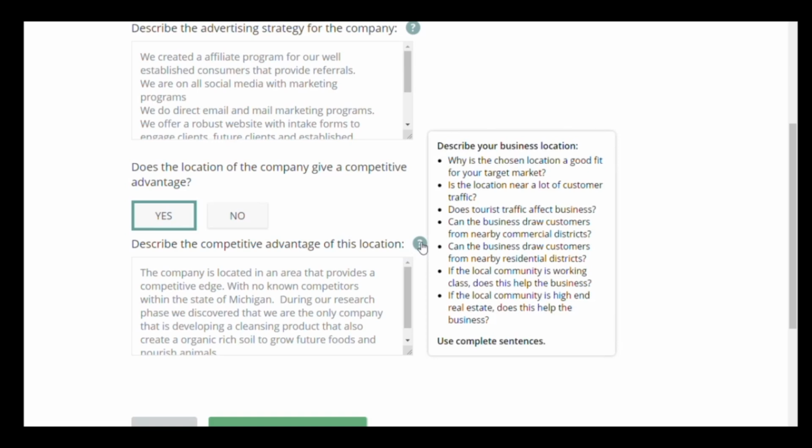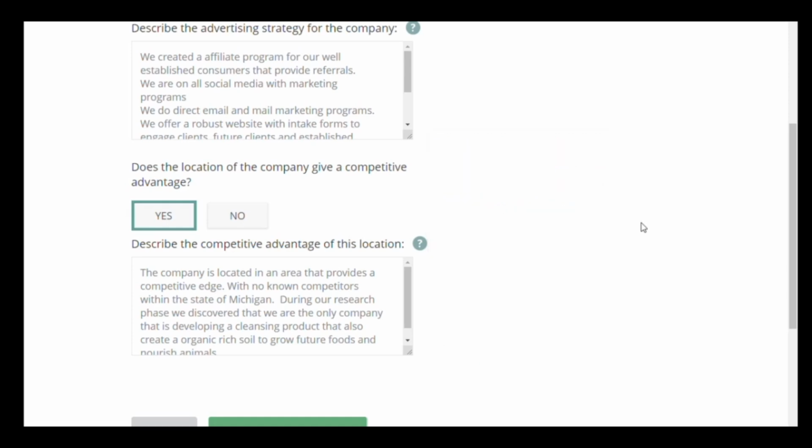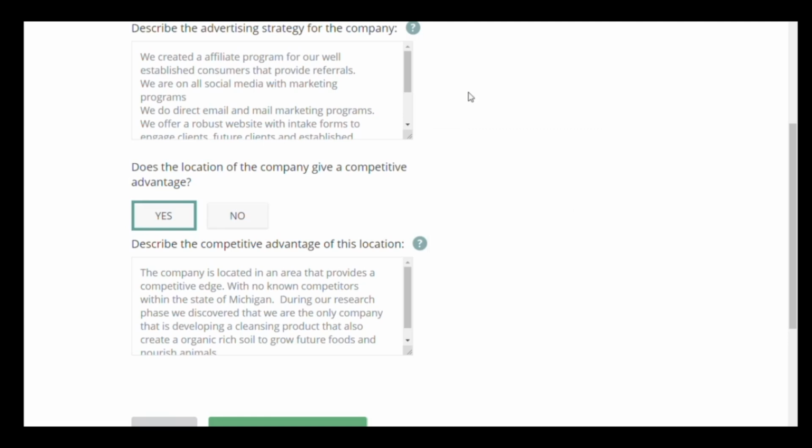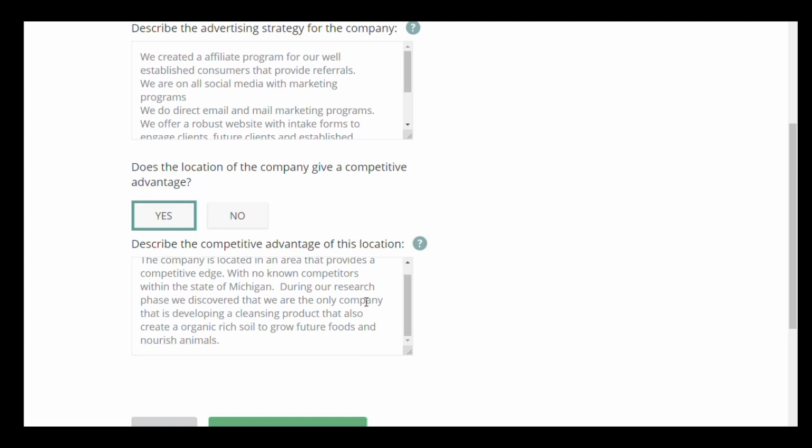And let's look at the question marks. So we want to look at the chosen location. Is it a good fit for your target market? Is this location near a lot of customer traffic? Does tourist traffic affect the business? Can businesses draw customers from nearby commercial districts? If the local community is working class, does this help the business? And if the local community is high-end real estate, does this help the business? So really thinking about the different things that are going to affect your opportunity to generate revenue. So you really want to think about that and fill it in here.